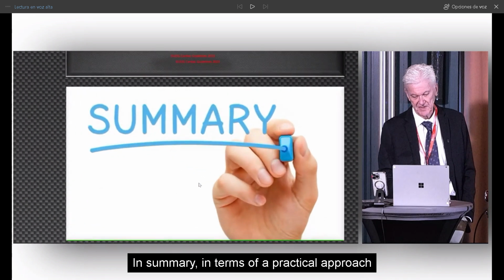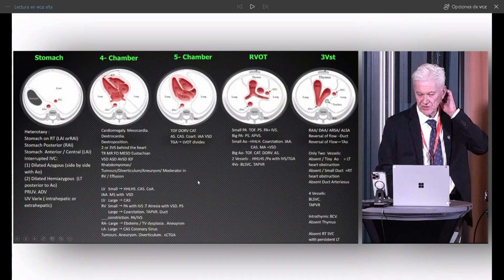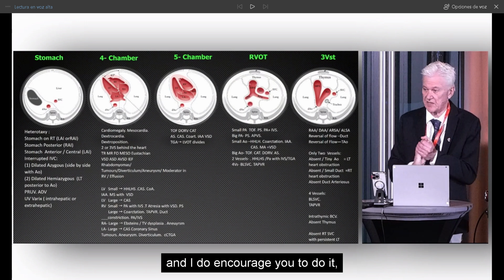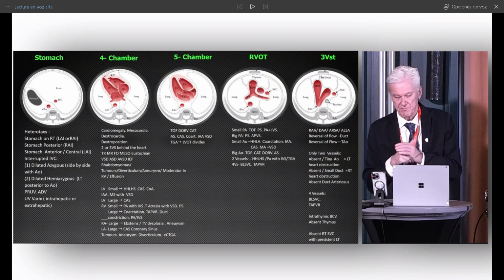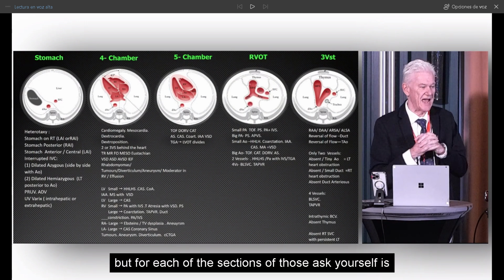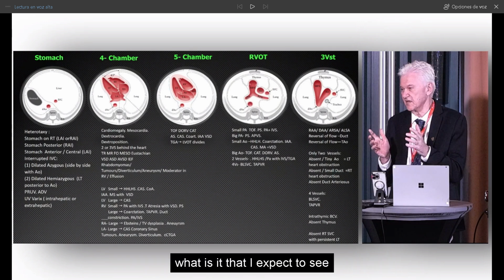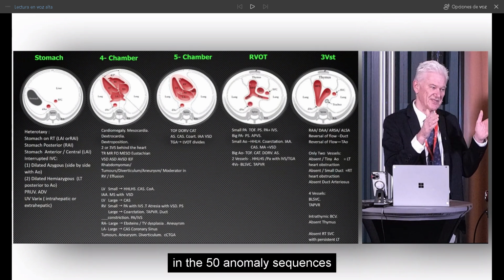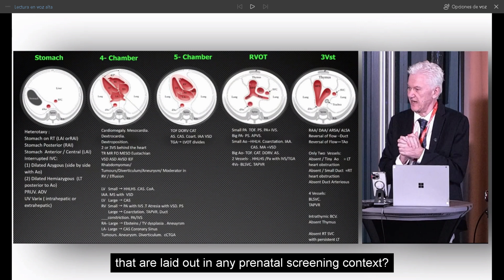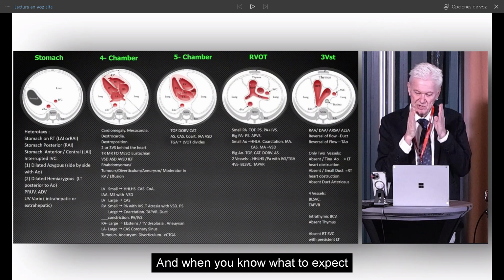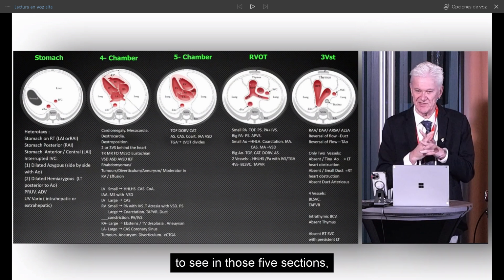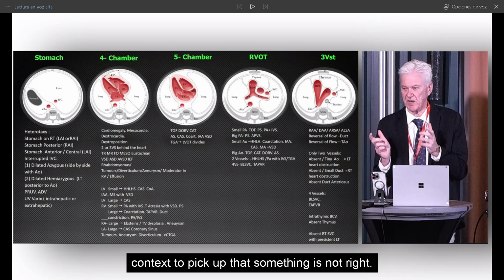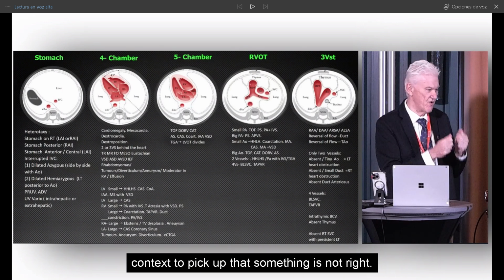In summary, in terms of a practical approach to looking at cardiac imaging, yes, you can take out the ISUOG guidelines, and I do encourage you to do it. But for each of the sections of those, ask yourself what it is that I expect to see in the 5 sections that are laid out in any prenatal screening context. And when you know what to expect to see in those 5 sections, it might make life a lot easier, just from a screening context, to pick up that something is not right.